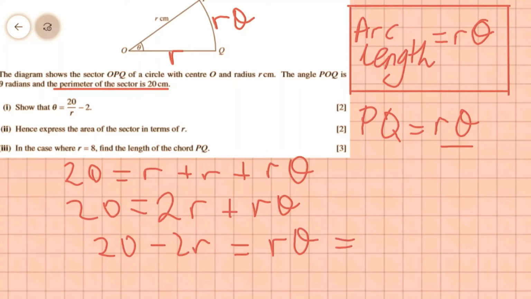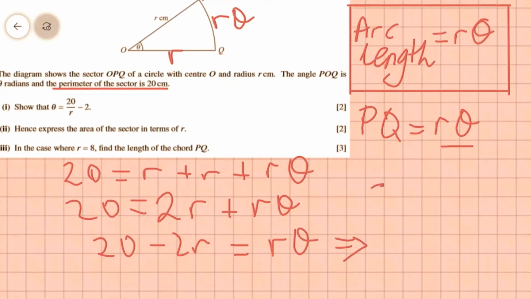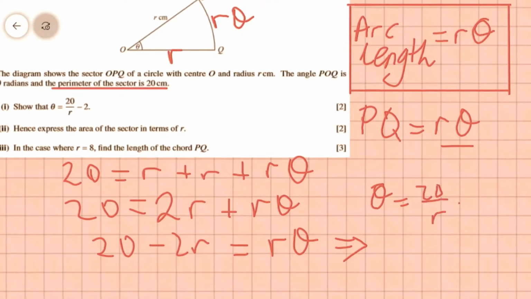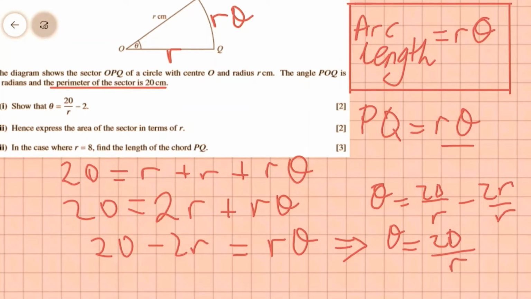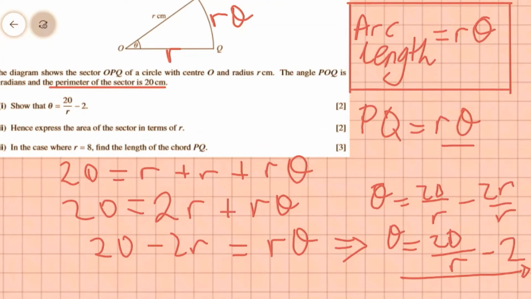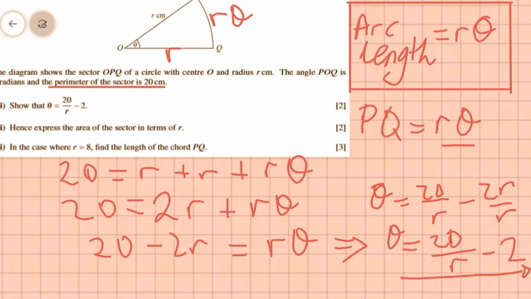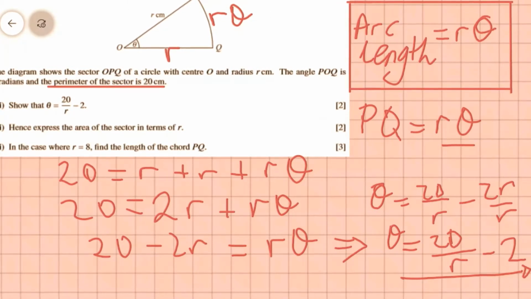So the final stage is dividing by r. So we are going to go theta is equal to 20 over r minus 2r over r. Now there the r crosses out, so we have got 20 over r minus 2. So this is what we were required to show in part 1. So in short, you use the information that's given. In this case, we're given the perimeter is equal to 20. We have our formula for the arc length, which is r theta.